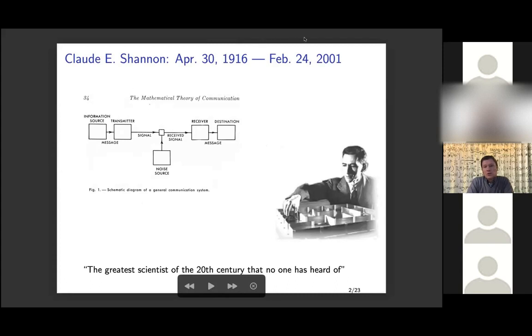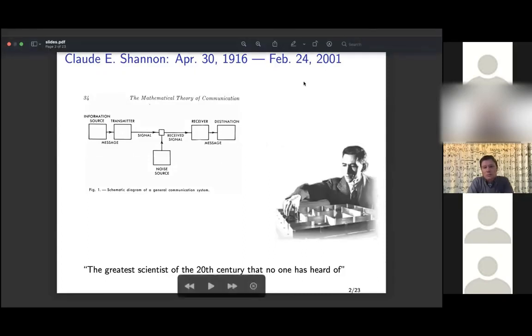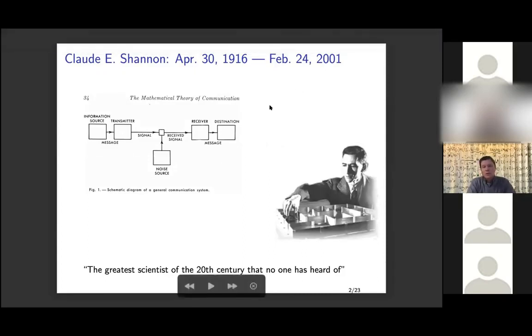So he is, let's see, now I can't see my own slide, which is a bit annoying. How do I? Okay. Shannon, you have him here. In the picture here, he is playing with his mechanic mouse in the maze that he built for it. We will get there. Sorry.